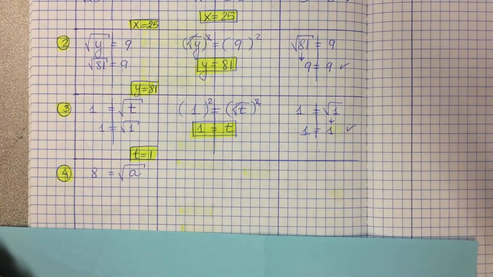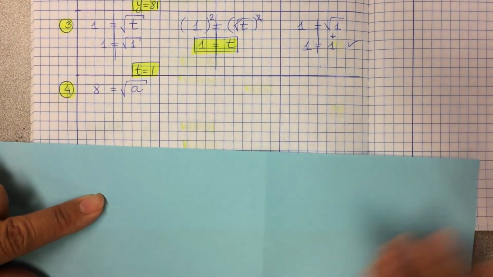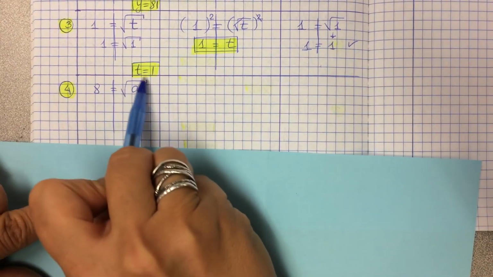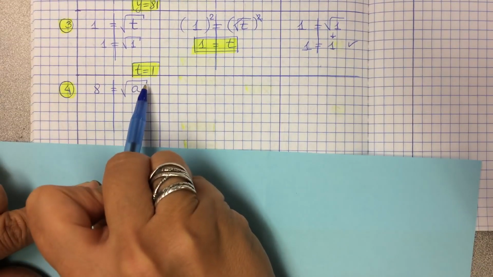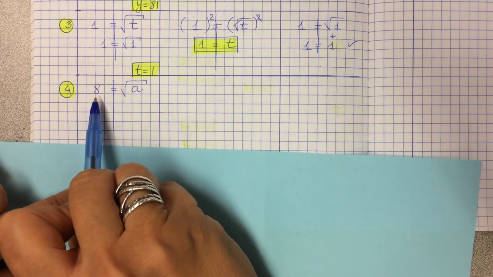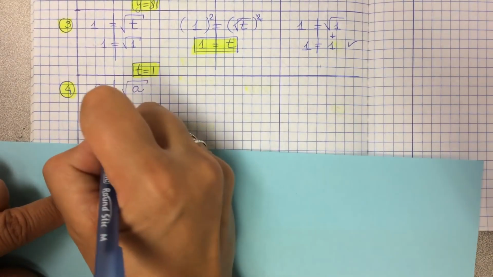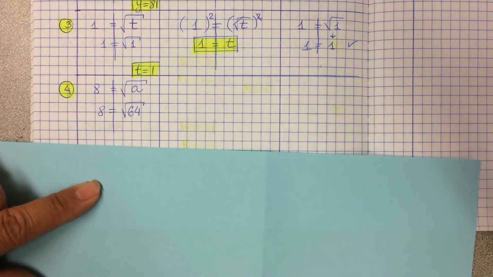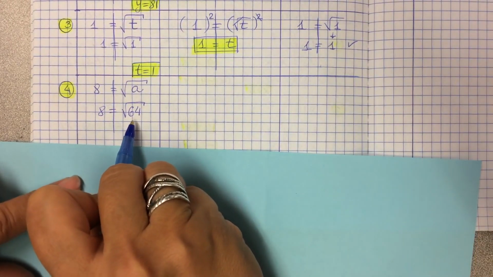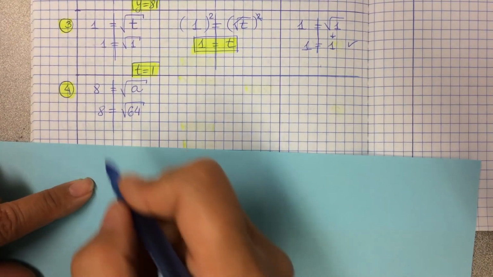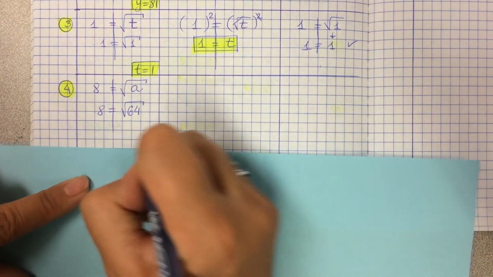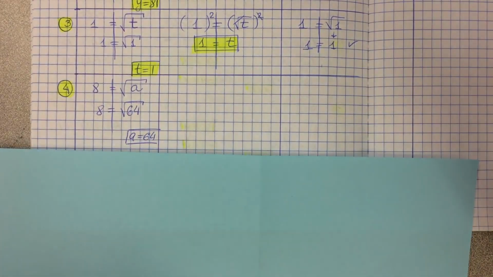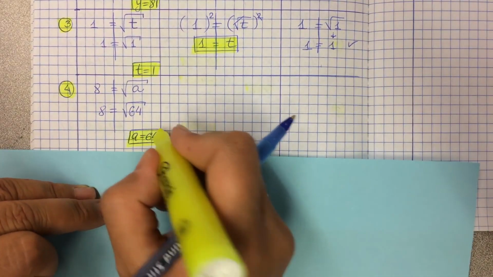And one more example. What if I have 8 equals square root of a? It means how many units was that square that had the sides 8 times 8? 8 times 8 is 64, or square root of 64 equals 8. 64 is a perfect square. So our a value has to be 64. Why? Because square root of 64 is 8.